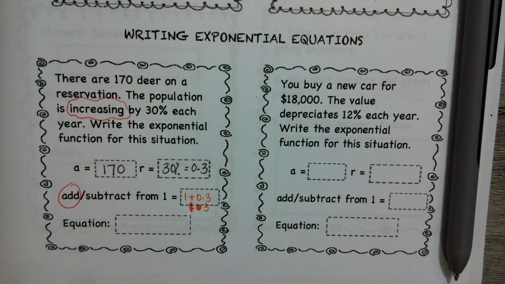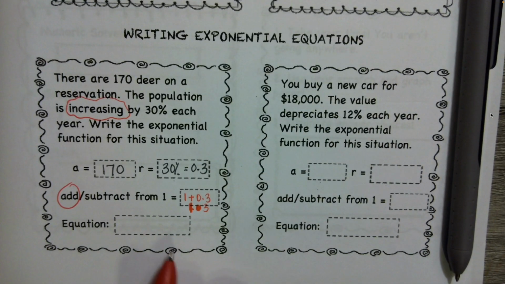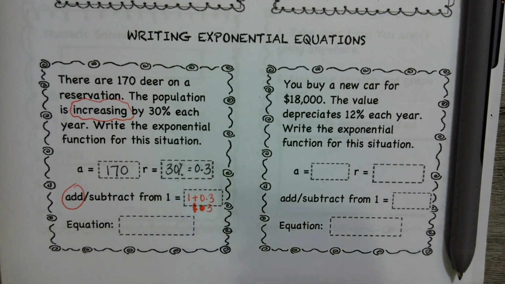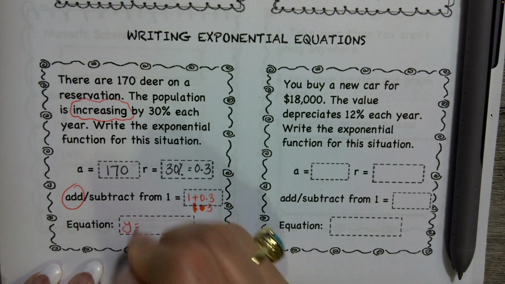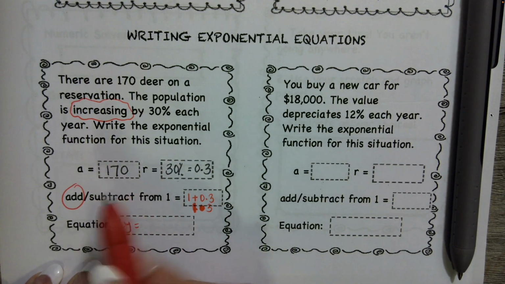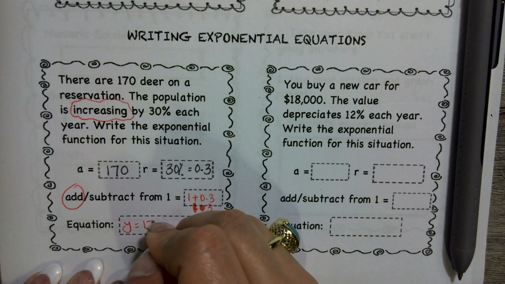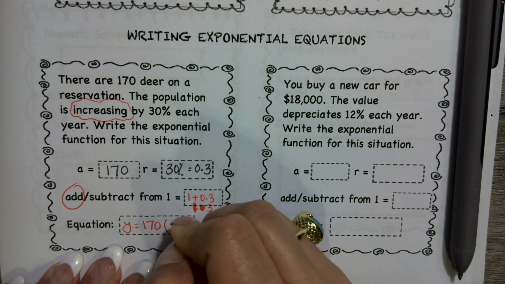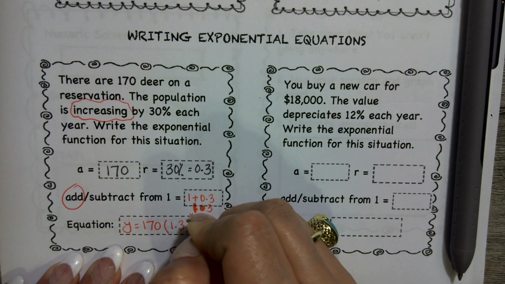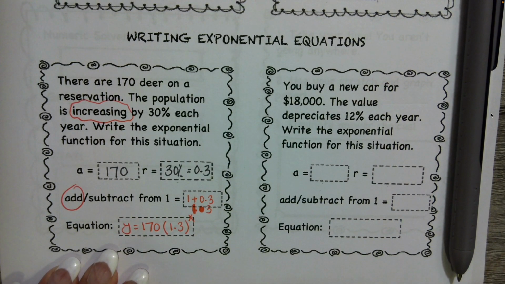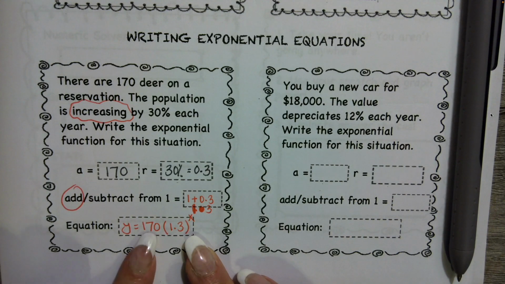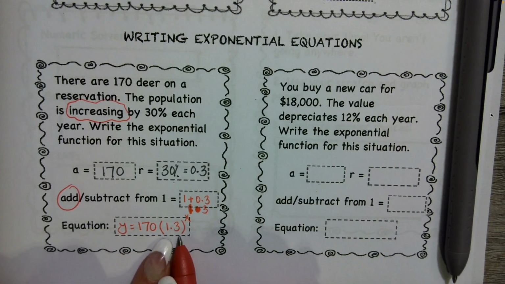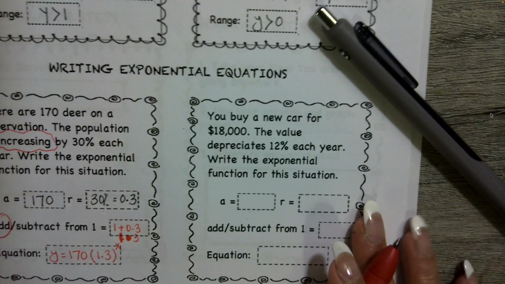1.3. Okay? Now, the equation therefore would be y equals your initial number, which is your y-intercept, 170, multiplied by 1.3 to the power of x. That is your increasing. And how do we know it's increasing? Because it's more than 1. If it's greater than 1, it's increasing.